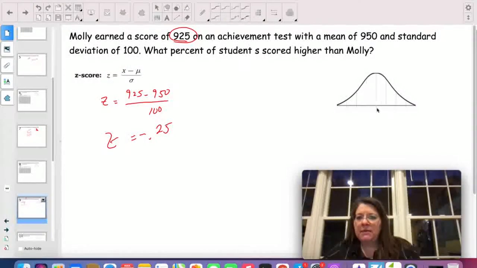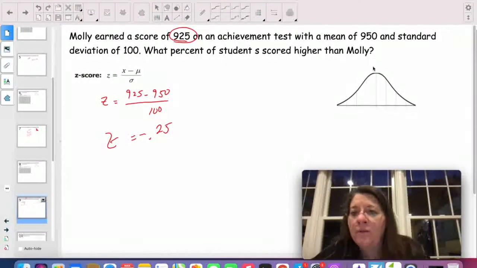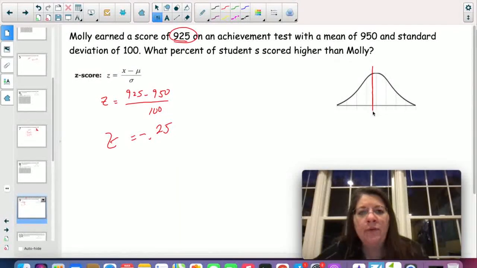So if the mean is 950, Molly's z-score is -0.25. That looks about right, so we can kind of check ourselves. I'm then going to go to the z-score table. We want to figure out what percent of the students' scores are higher than Molly's, so we're trying to figure out the area above her score, the area that I'm shading right in here.